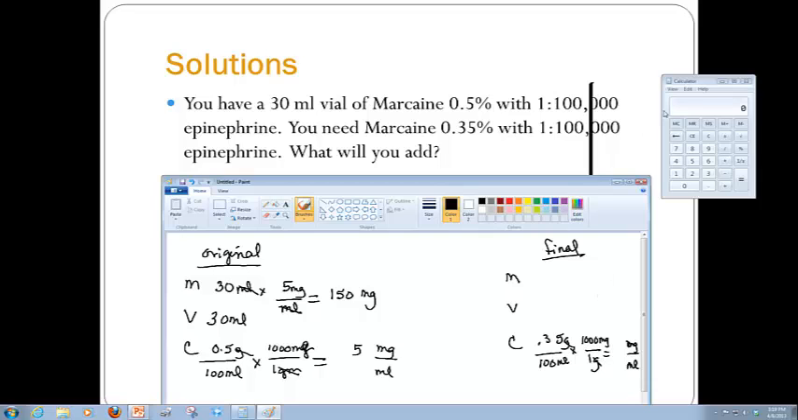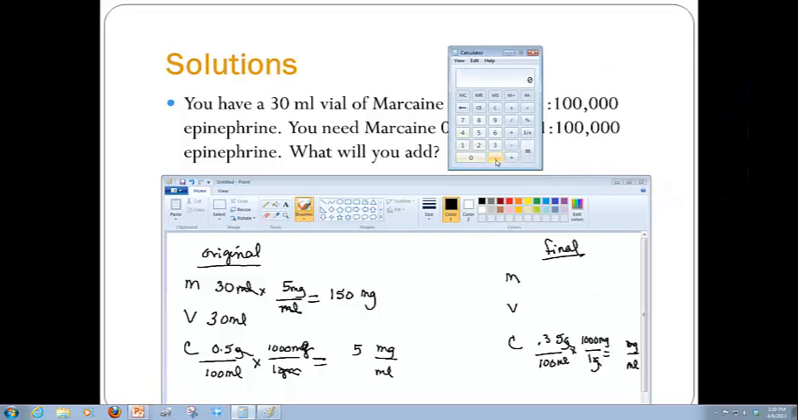Bring in the calculator, 0.35 times 1,000 divided by 100 tells me in the final solution we want the concentration to be 3.5 milligrams per milliliter. All right, now you need to stop and think about this.